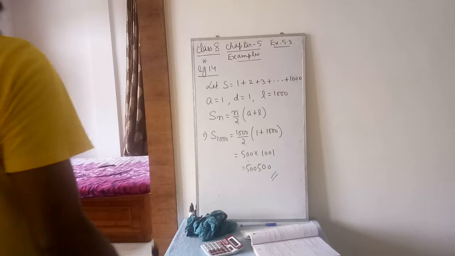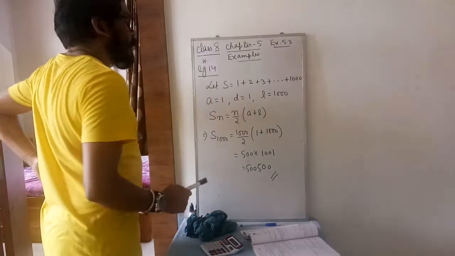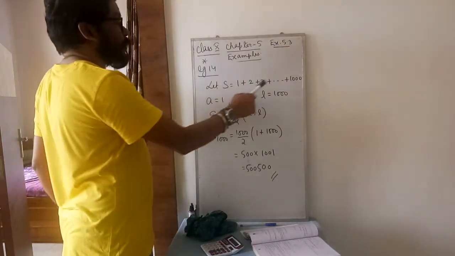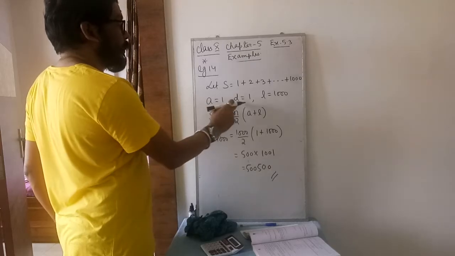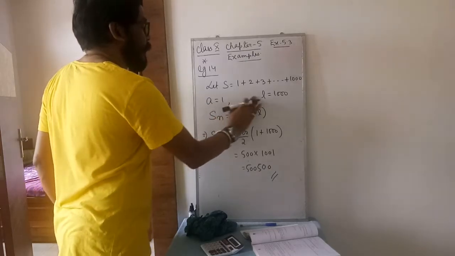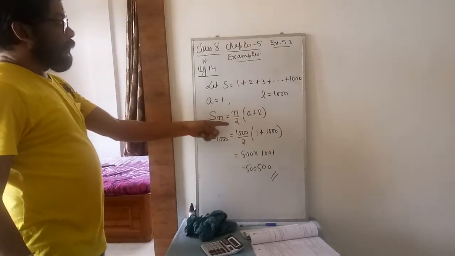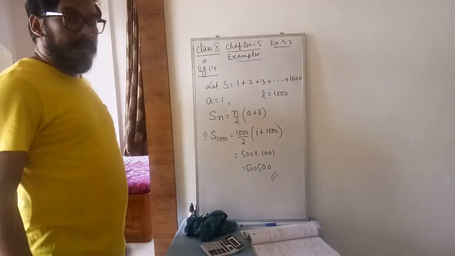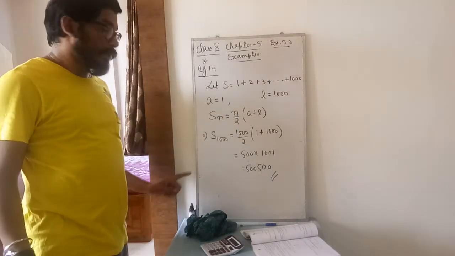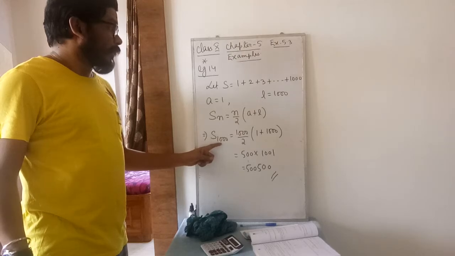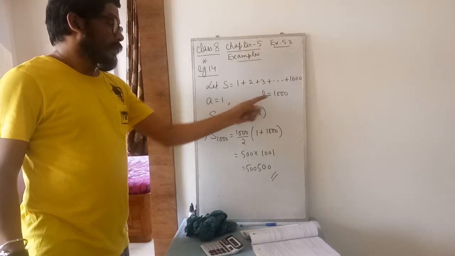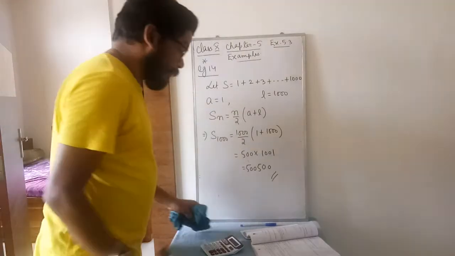Okay, they have said to find the sum of first 1000 positive integers. So 1 plus 2 plus 3 dot dot dot 1000; a, l are given, d is not necessary, you can neglect it. So Sn equals n by 2 times (a plus l). You are finding the sum of first 1000 positive integers, so in place of n it will be 1000. Your a is 1, last term is given. You can go for the shortcut.